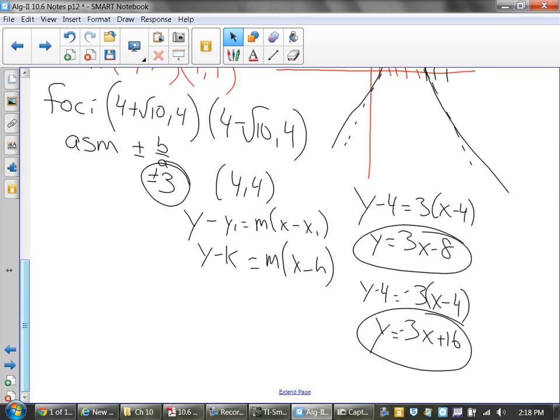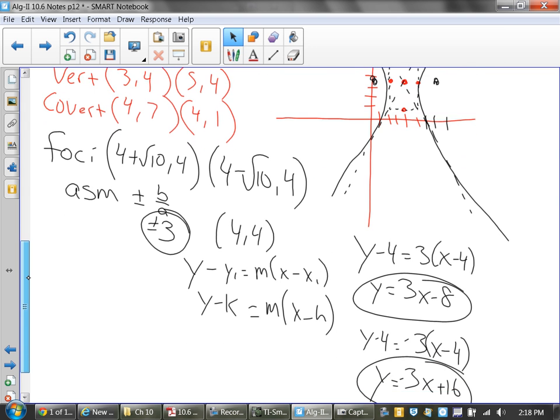So when we get into hyperbolas, there's a ton of stuff going on. We've got to remember that we have centers, vertex, covertex, focus, and then we've got to worry about writing the equations of the lines for the asymptotes. The arithmetic isn't difficult. There's just a lot of little things to do.